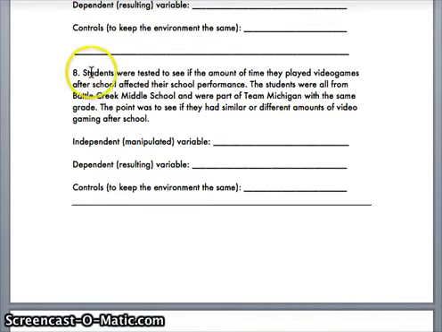Number 8. Students were tested to see if the amount of time they played video games after school affected their school performance. The students were all from Battle Creek Middle School and were part of Team Michigan with the same grade. The point was to see if they had similar or different amounts of video game playing after school. Again, write the independent or manipulated variable here. Write the dependent or resulting variable here. Write controls, things that we do to keep the environment the same, here.